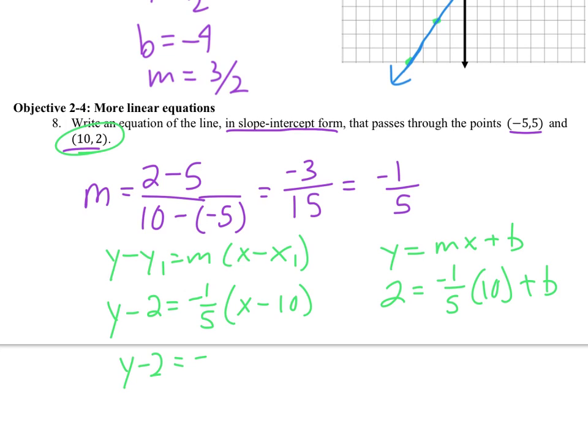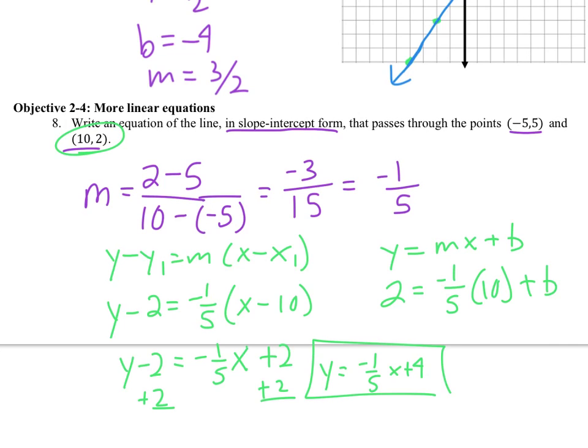If I work on the point-slope form here, then we end up adding the 2 to both sides, and it appears that we have negative 1/5 x plus 4 for our equation. Now this one works out pretty well also. We get a negative 2 here. So you can notice I had to multiply negative 1/5 by 10, so it's really the same thing as we did over here. Then I add the 2 to both sides. We find out that 4 is b.